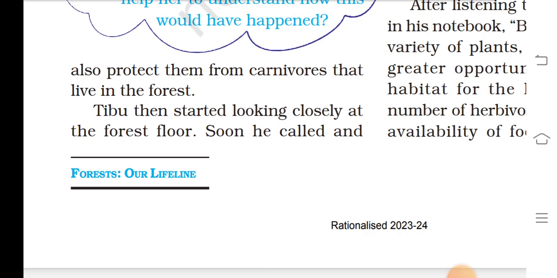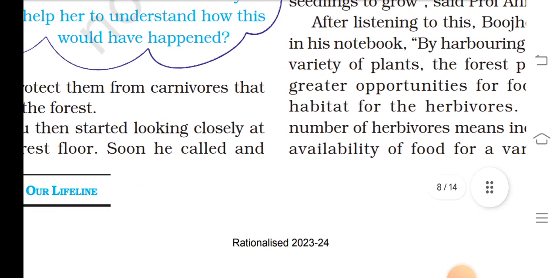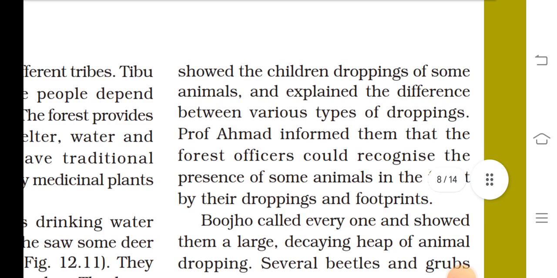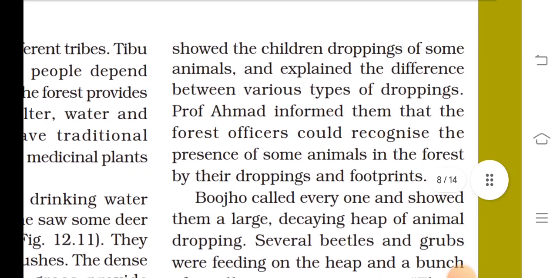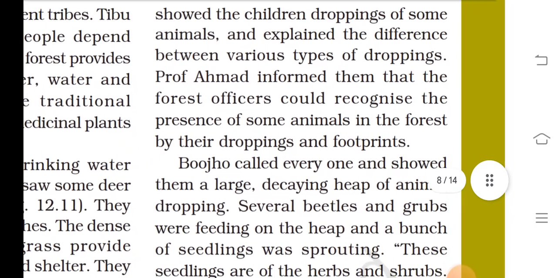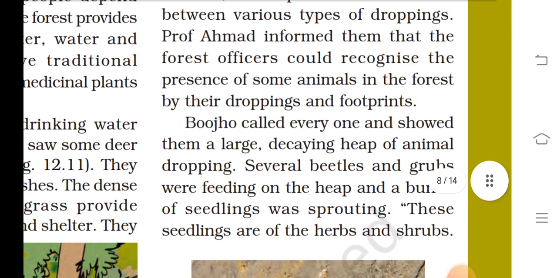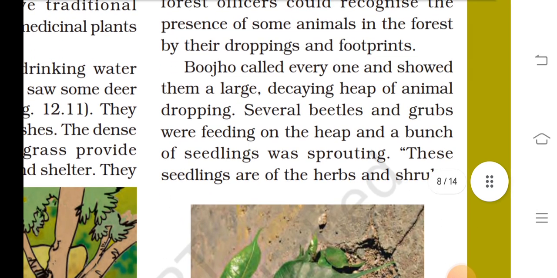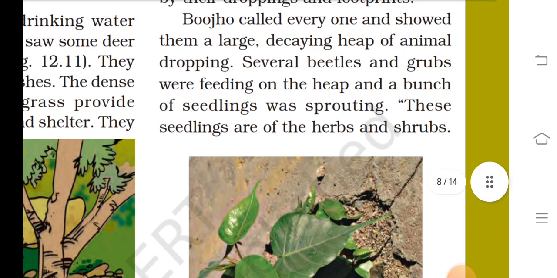Tibu then started looking closely at the forest floor. Soon he called the children and showed them droppings of some animals and explained the difference between various types of droppings. Prof. Ahmed informed them that the forest officer could recognize the presence of some animals in the forest by their droppings and footprints.